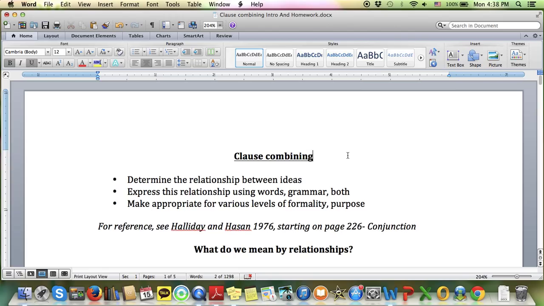Hello everybody once again. This is just a brief video to introduce you to the idea of clause combining. I know there's another video on this channel that talks about it, but I want to go into it in a little bit more detail. Clause combining is actually pretty simple. I call it clause combining. In reality, we could also call it idea combining, because that's really what it is.